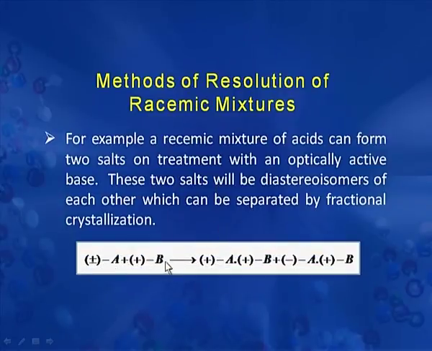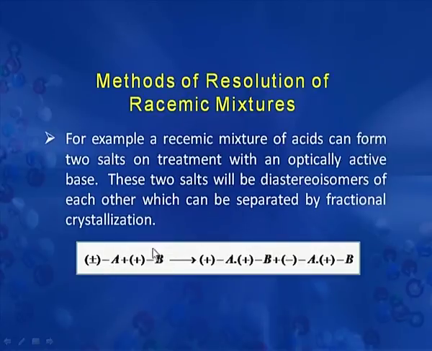What we do, we add a base with one of the enantiomers, that is either dextro or levorotatory. This base will form a salt with this acid and we will get two salts. One will be plus acid plus base and another will be minus acid plus base. Now these two salts are diastereoisomers and they have different solubilities, different crystallization, and they can be separated. Similarly, we can use this process for a mixture of bases also.